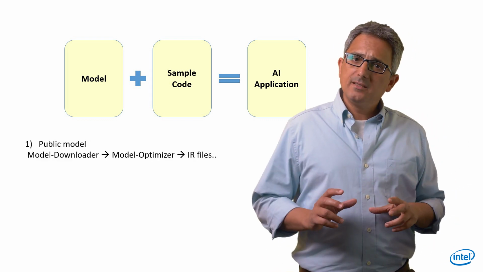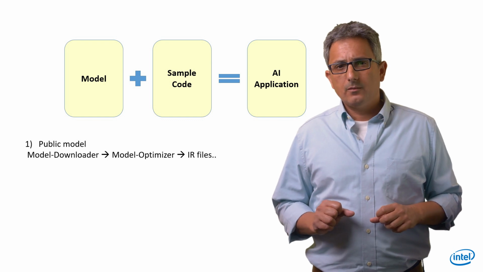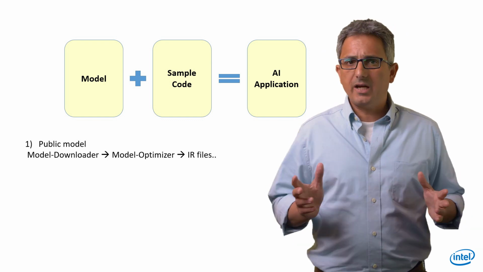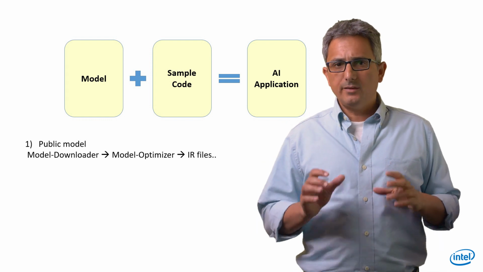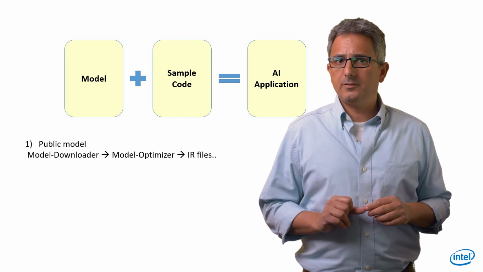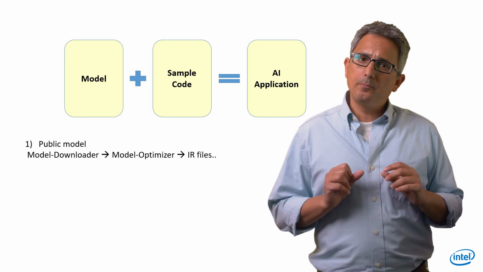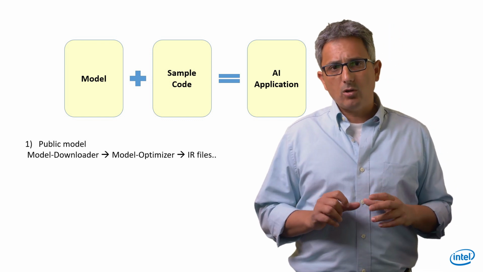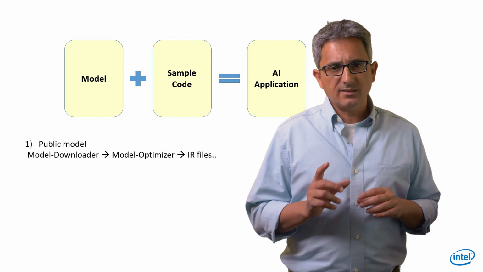There are two ways to get a pre-trained model. First is to just download it and process it. You can download it from the internet or with the downloader utility. Then you'll need to prepare it for inference using the model optimizer. I'll show you how in a second.